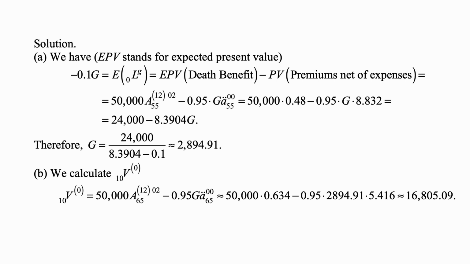And this is an equation in which G is the unknown. We solve it, and we obtain the result that G is approximately 2,894.91.